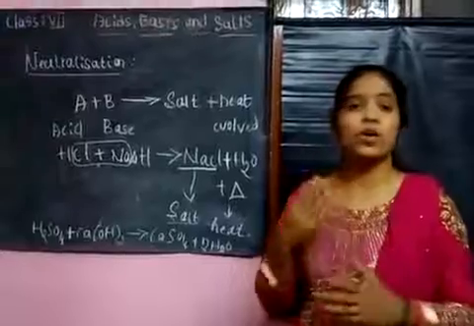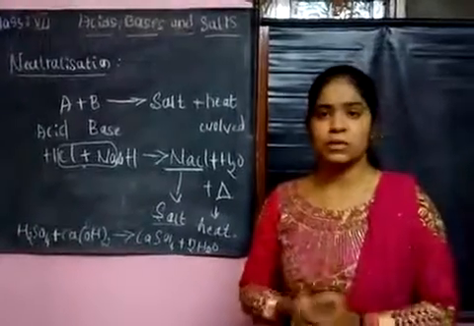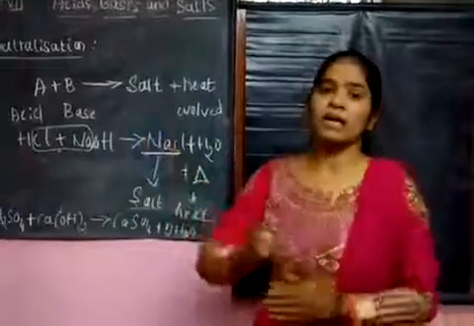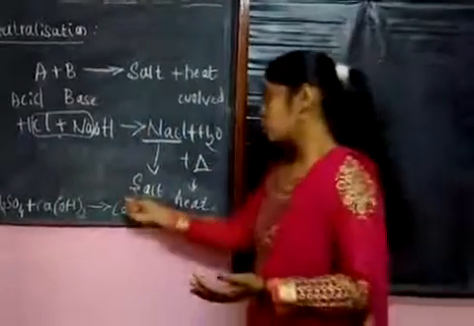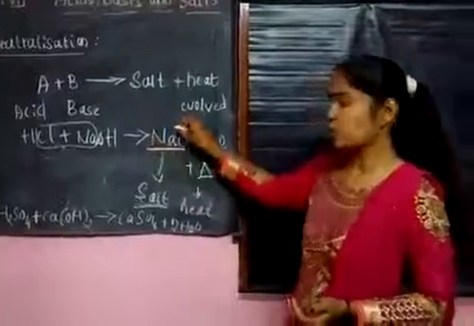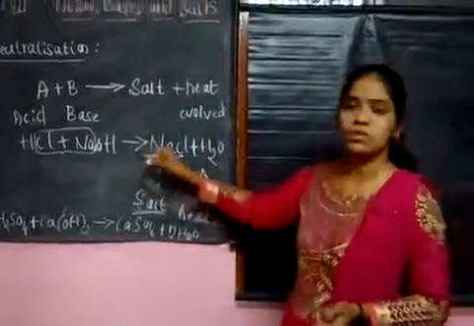So what is called a salt? Salt is nothing but a new compound formed during the neutralization process. That is what we call a salt. Here, NaCl is the salt which is formed during the neutralization process.